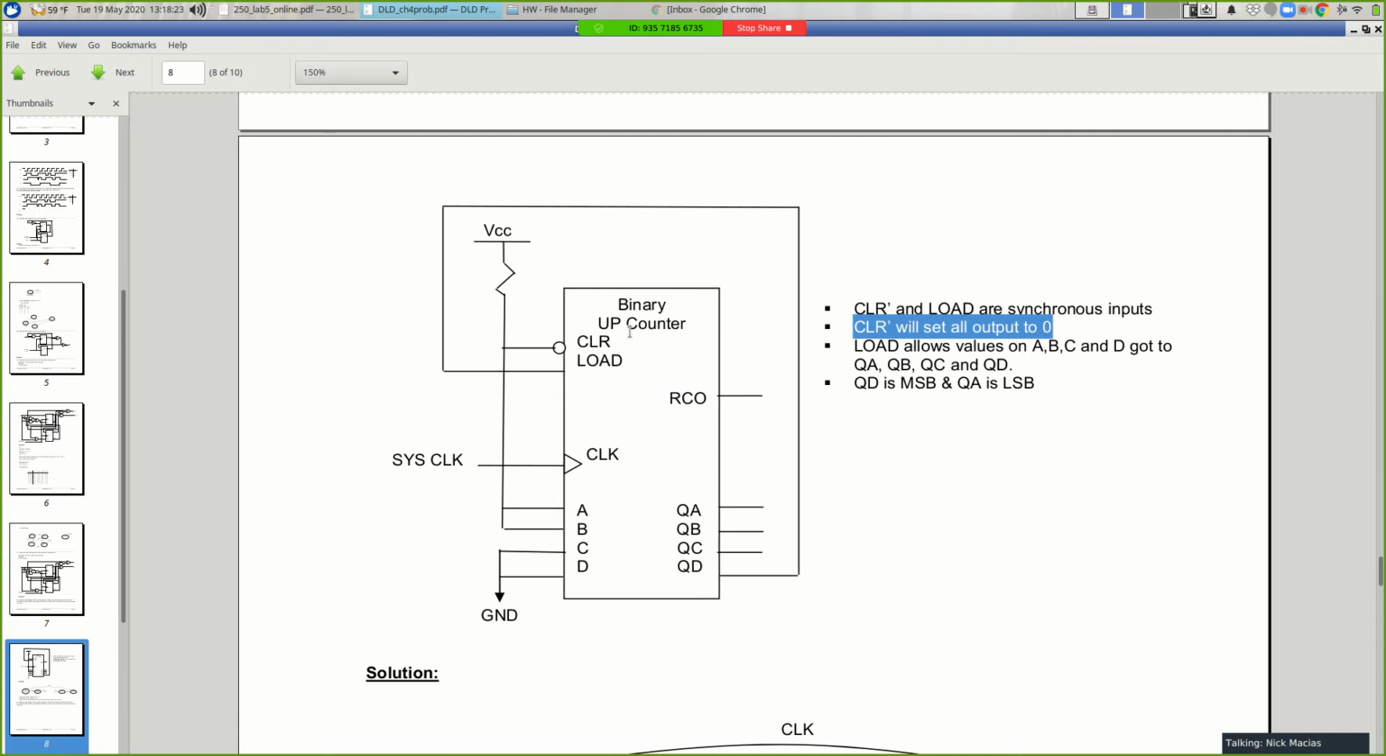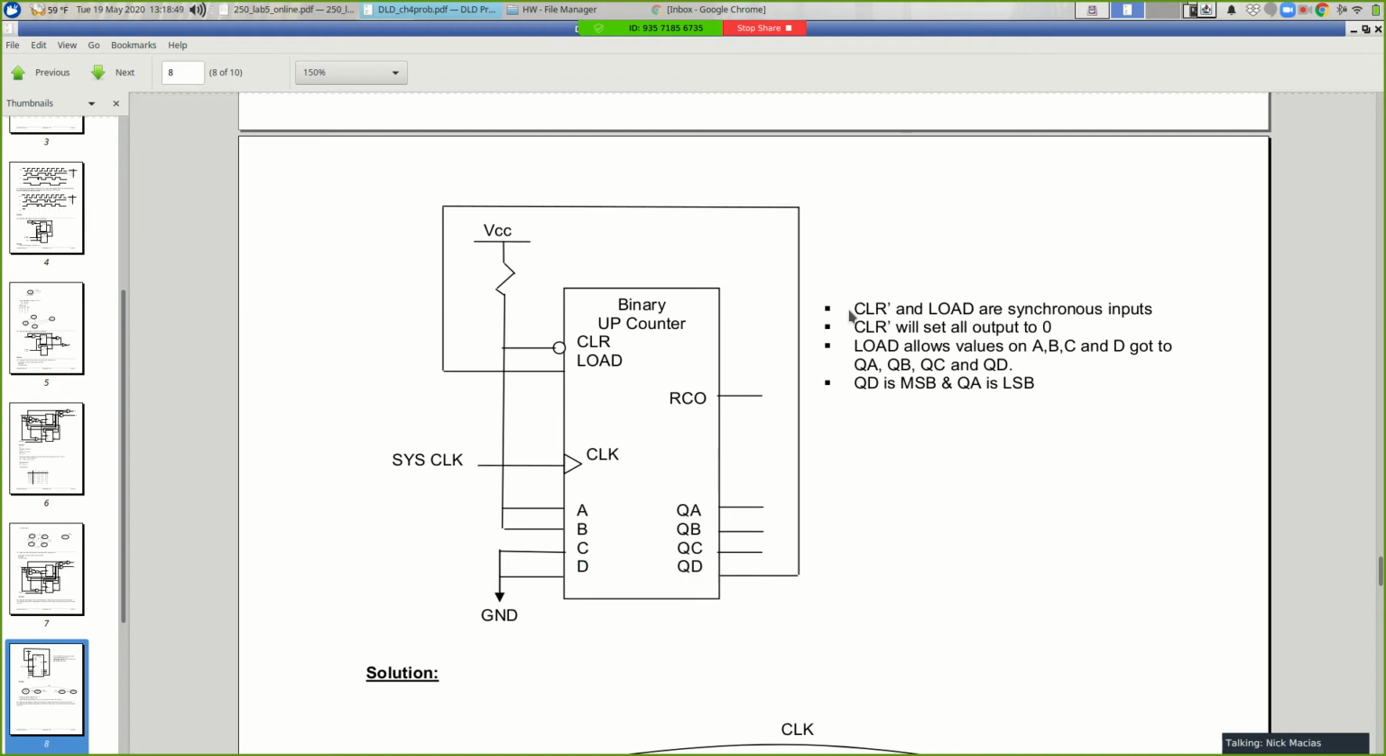Okay, so this is an up counter. Counts in binary. It has 4 bits. Every time the clock ticks from low to high, it counts to the next value. But if the load line is high, the next count will not be the next sequential count. It will be whatever the value of A, B, C, and D are. And if the clear line is pulled low, the next tick will set everything to 0.